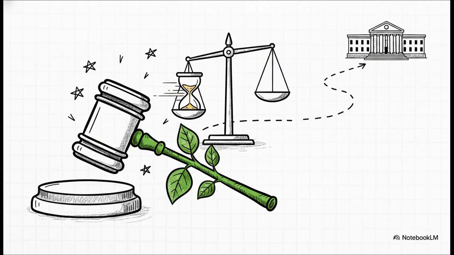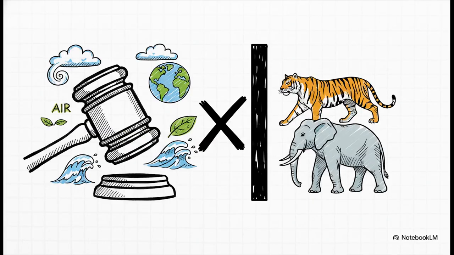It's not tied down by the strict rules of the Code of Civil Procedure. Its orders are totally binding, enforceable just like a civil court decree. And if you need to challenge an NGT decision, you have exactly 90 days to take your appeal directly to the Supreme Court.